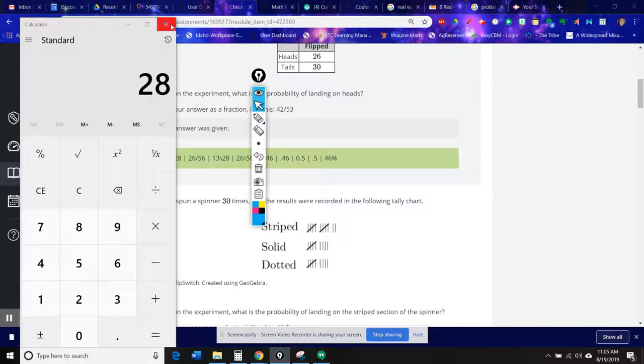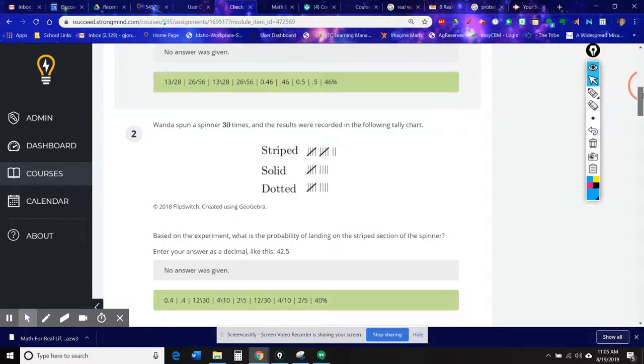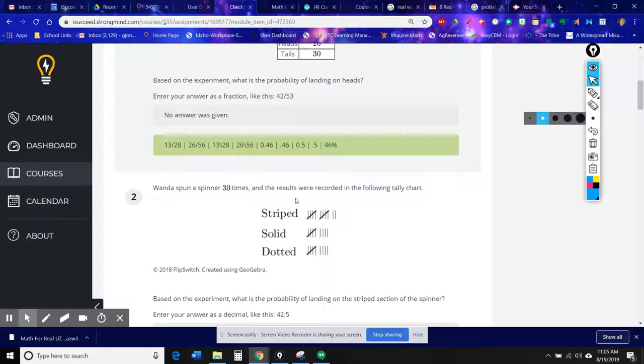Come back here. All right, move this back over here. So the next one is right here. It says striped, solid, and dotted. Wanda spun a spinner 30 times, and the results are recorded in the following tally chart. Based on the experiment, what is the probability of landing on the striped section?